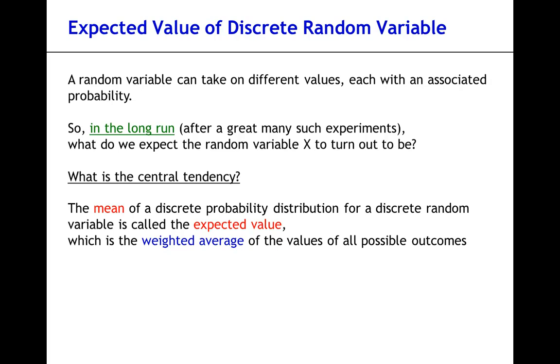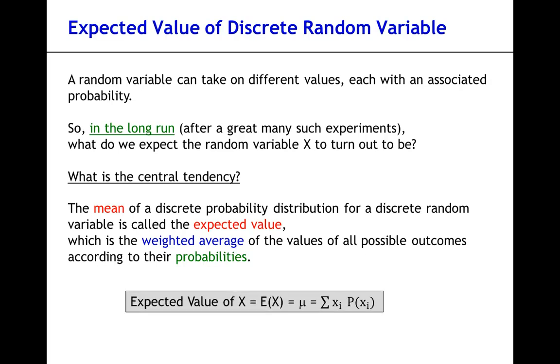What is it weighted against? Well, it is weighted against its chance of occurring. Hence, to get the expected value of x, or E of x, or mu, we take each x sub i and multiply by its probability P of x sub i, then sum them all up.